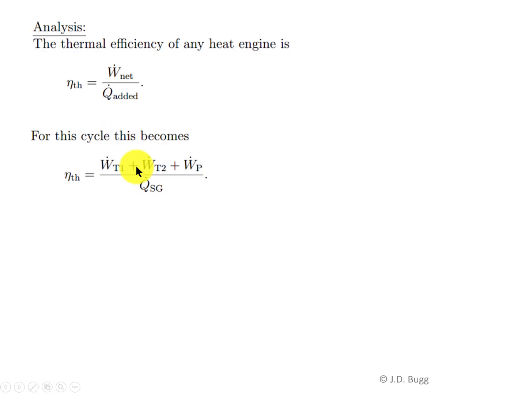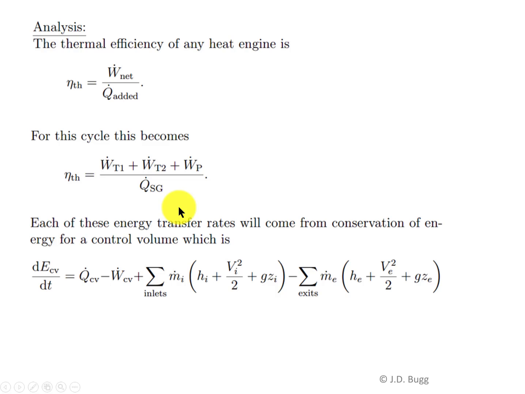So this just breaks down for this particular cycle what all of the contributions to the net work and Q added are. So we're going to have to figure out what all of these energy transfer rates are, and the energy equation is going to play a prominent role there. So we bring out our most general form of the conservation of energy equation for a control volume. We're assuming steady state, so that will be 0. Depending on what component we're looking at, either the heat transfer or the work transfer will be 0.